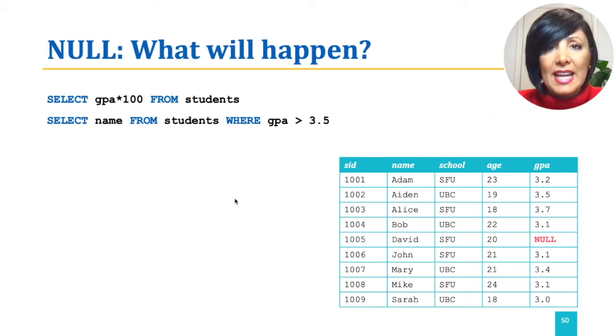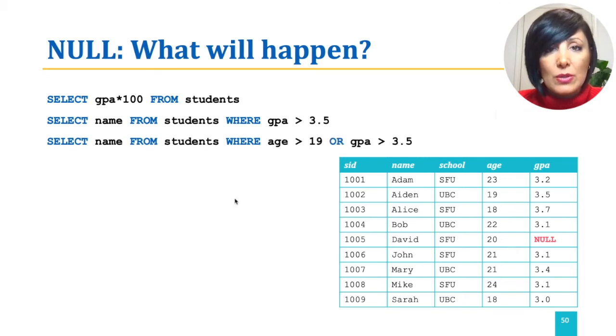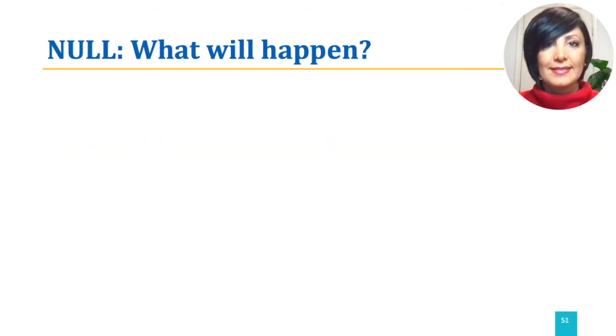Or select name from students where age is greater than 19 or GPA is greater than 3.5. That has a condition that includes comparison with a null value connected with a condition that does not. Arithmetic operations on null return null. For example, null times 100 is null.